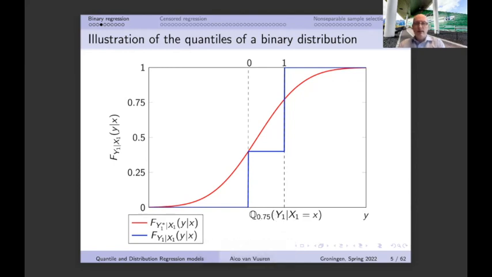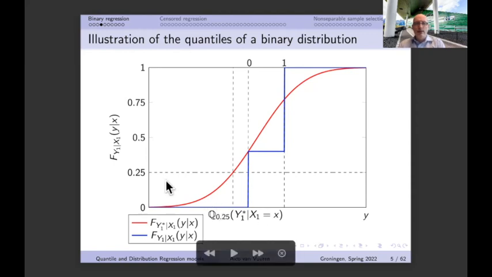But that's not always the case. We could also look at the first quartile. So then we're going to look here at 0.25, and at the moment that we go all the way to the red distribution function, then we see that the first quartile of y1 star is negative in this case. We are here now to the left of the 0 that we have over there.